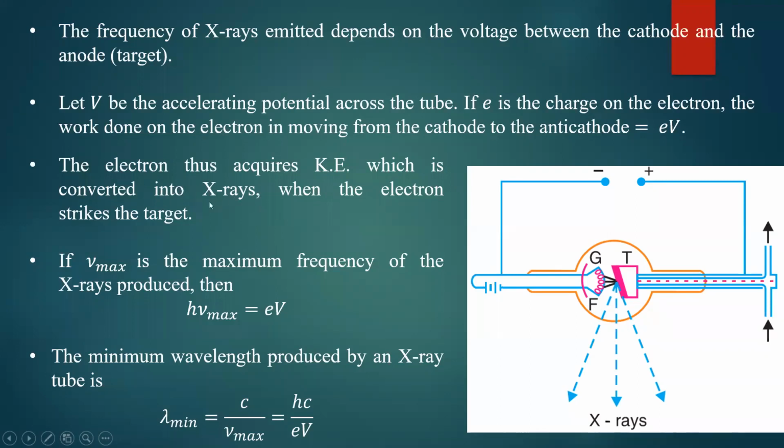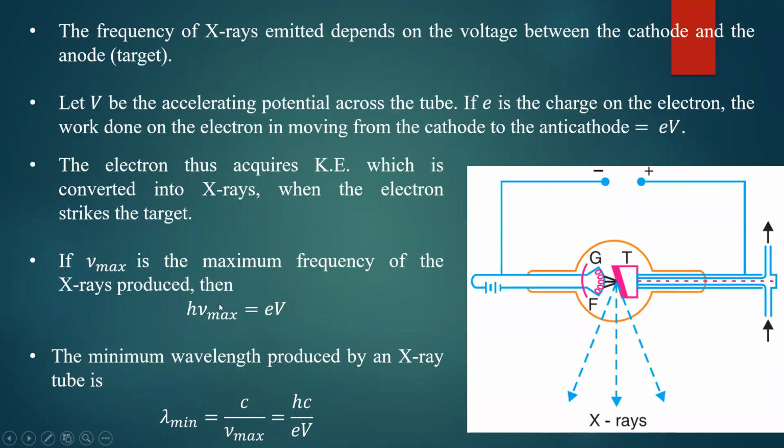The electron thus acquires kinetic energy, and that kinetic energy will be converted into X-rays when the electron strikes the target. So when a high speed electron strikes the target, that will produce the X-rays, and here the energy of the electron will be converted into electromagnetic radiation. If the entire amount of kinetic energy of the electron is converted into X-ray, then the maximum frequency of the X-ray produced is given by h nu max equal to eV. So h nu max represents the highest energy of the X-ray produced. If the entire energy of the electron is converted to X-ray without any energy loss, then the maximum energy produced equals h nu max, where nu max is the maximum frequency of the X-ray produced.